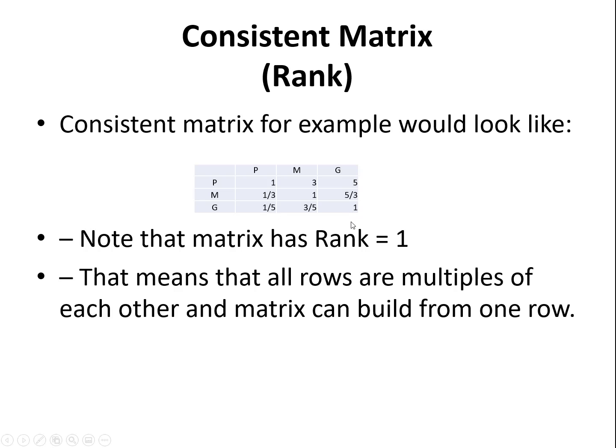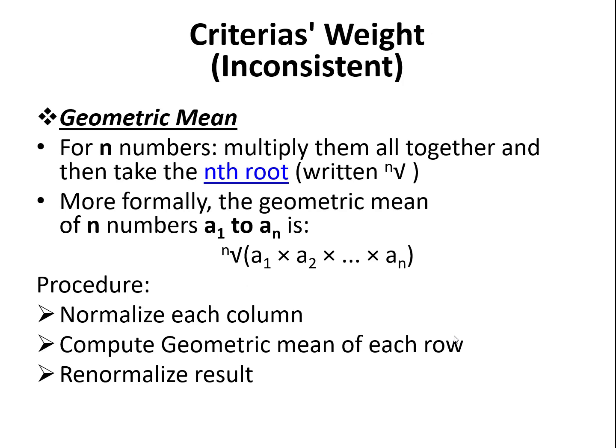Or divide the first row by 3 and you will get the second row: 1 divided by 3, 1, and 5 by 3. Or divide the first row by 5 and you will get the third row: 1 by 5, 3 by 5, and 5 by 5, which is equal to 1. So this is the way to check whether a matrix is consistent or not. That means all rows are multiples of each other and the matrix can be built from one row. If this is not the situation, then you can use another approach, which is called the geometric mean.